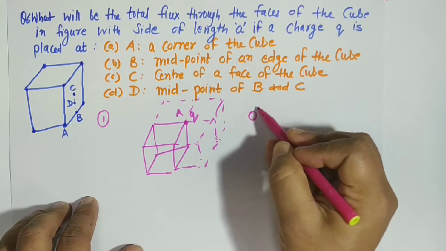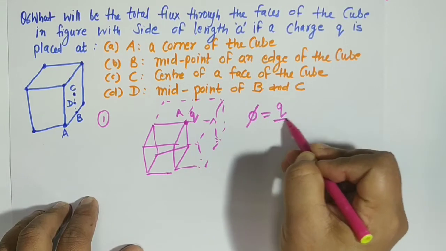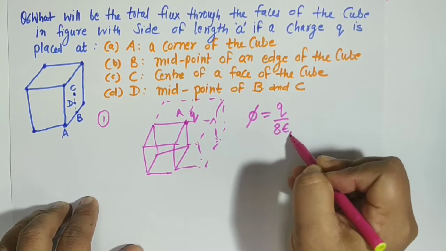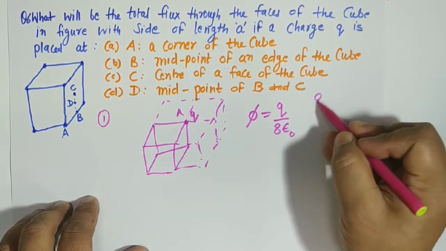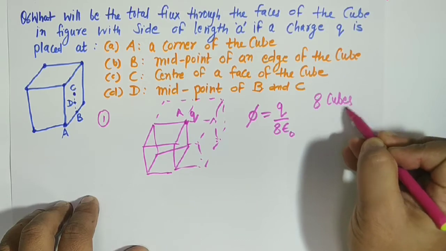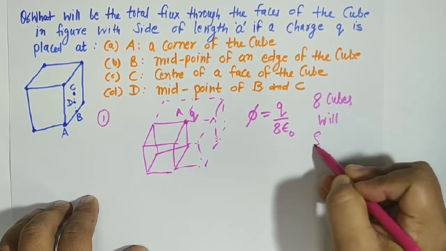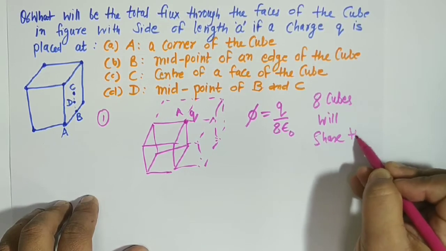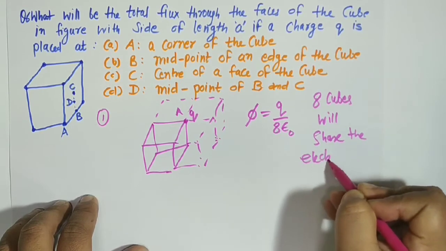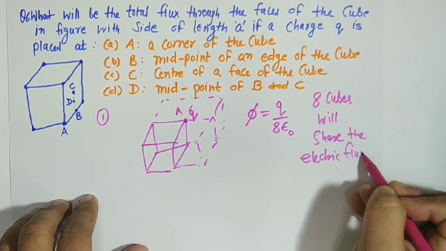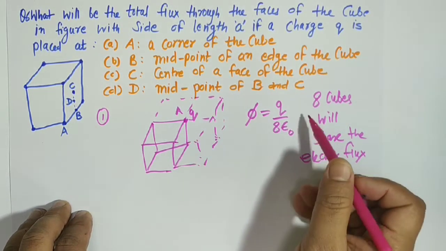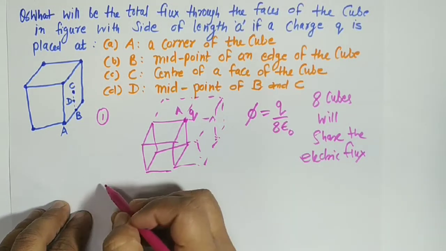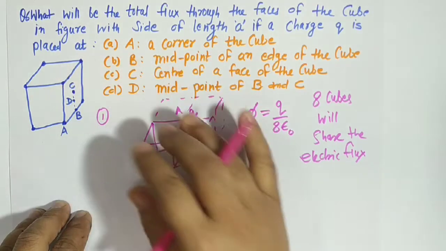So net flux from a cube will be, do you know what? q by 8 epsilon naught, because 8 cubes will share the flux. So this is the concept for the first case. Got it? 4 on the upside and 4 on the downside. So q by 8 epsilon naught, because it is kept at the corner. So you have to enclose the charge.